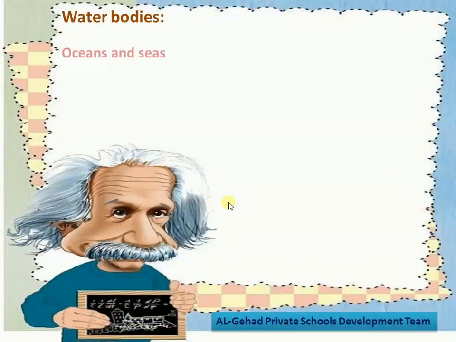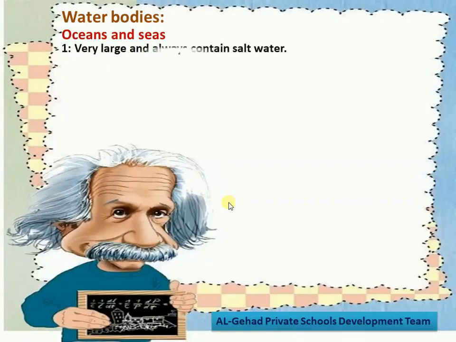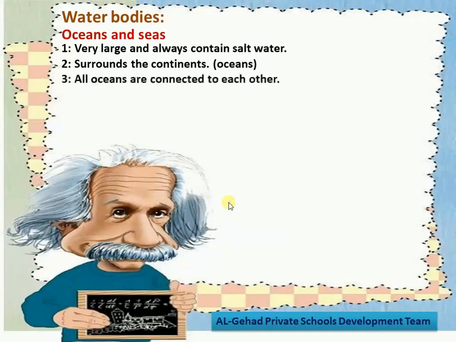Water bodies: ocean and seas. Ocean and sea are very large water body and always contain salt water. Oceans surround the continents. All oceans are connected to each other. The ocean's floor has mountains and plains.